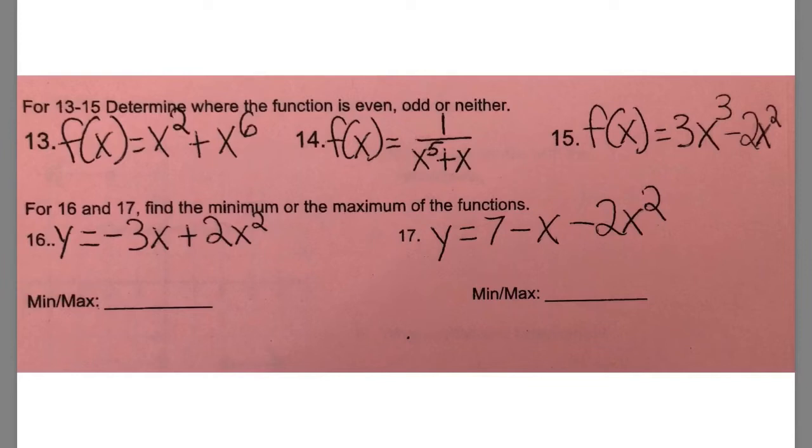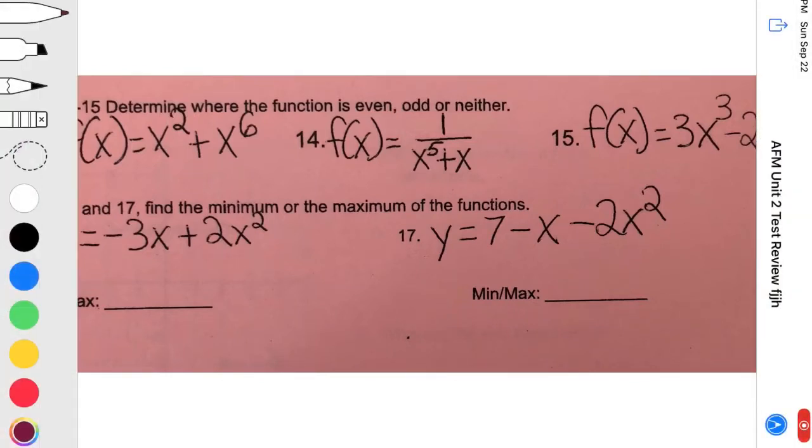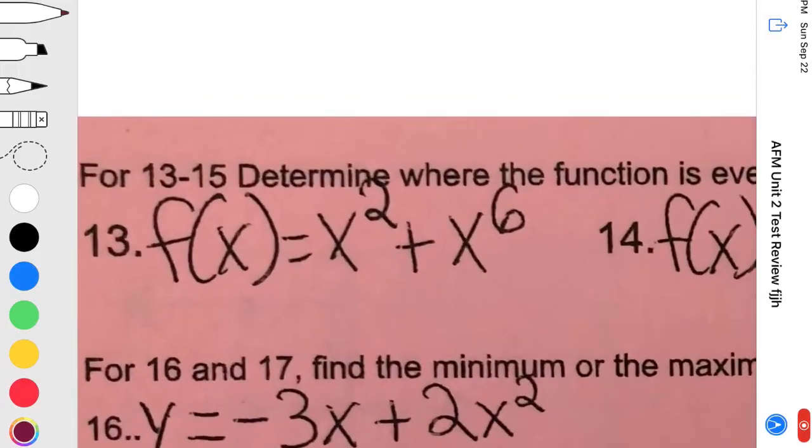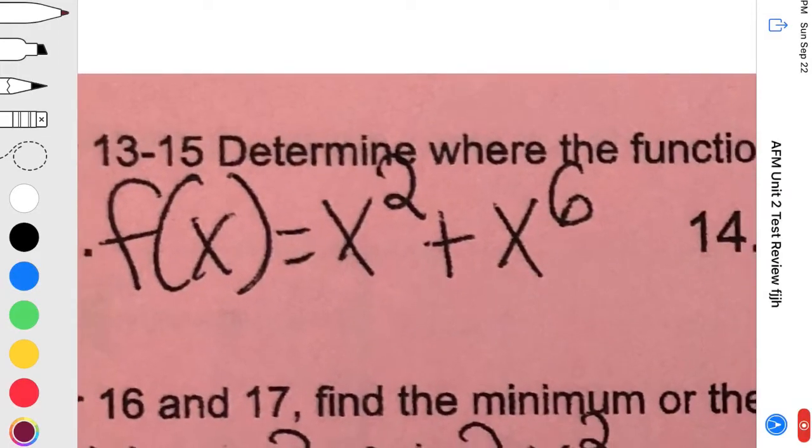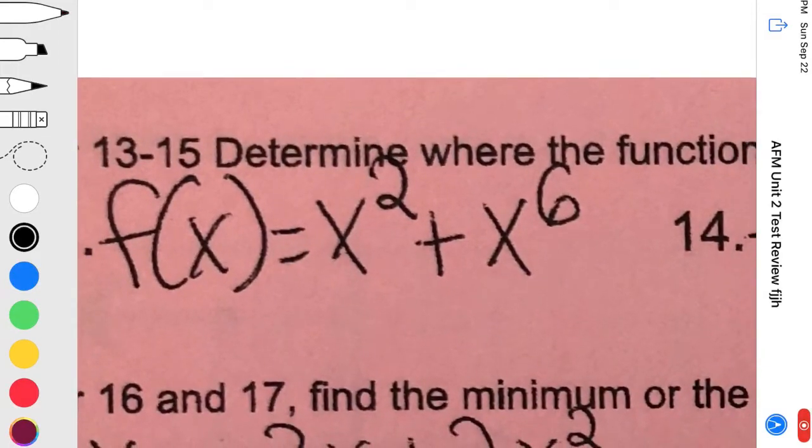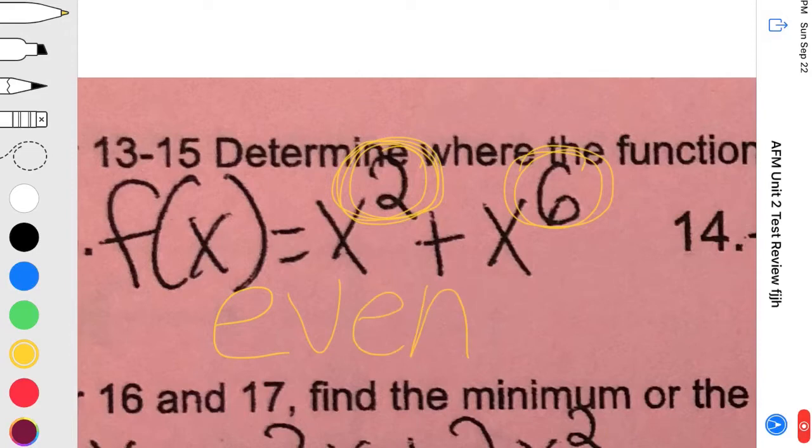All right, 13. 13 through 15, we are determining if it's even, odd, or neither. So we are only looking at our exponents to determine if it's even, odd, or neither. So I am looking where our exponents are. We've got 2 and 6. 2 and 6 are both even. So this function is even.